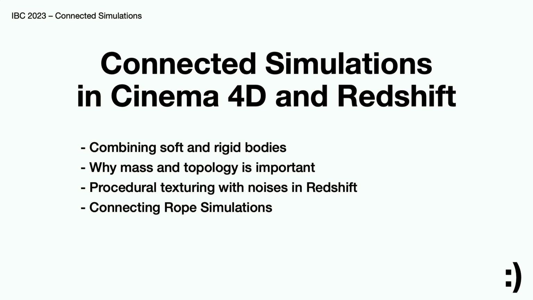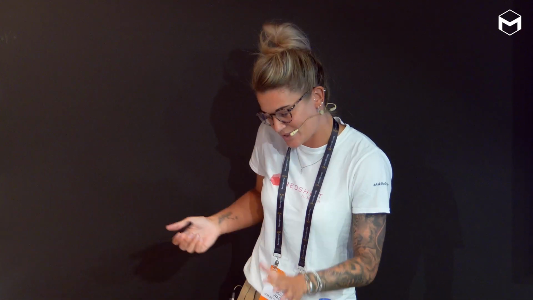So we're going to talk about a few different things, combining soft and rigid bodies. Rigid bodies came out 2-3 days ago, Cinema 4D 2024. And then we're going to talk about why things like mass and topology are important. And then, of course, it wouldn't be me without doing a little bit of Redshift. And then if there's time, I've got another simulation, but we shall see. We'll see what happens.